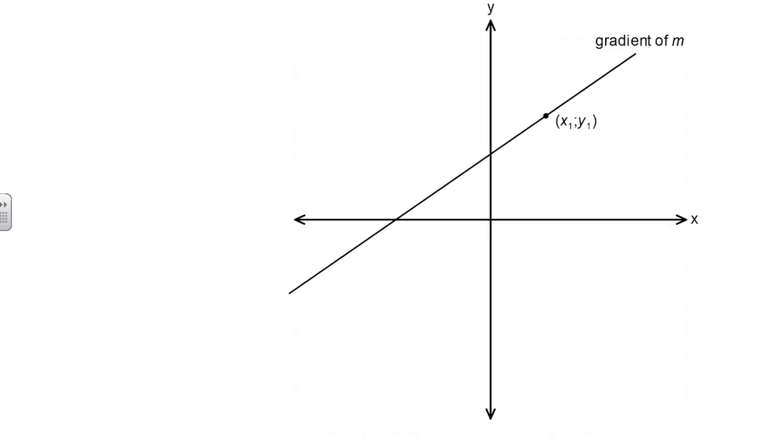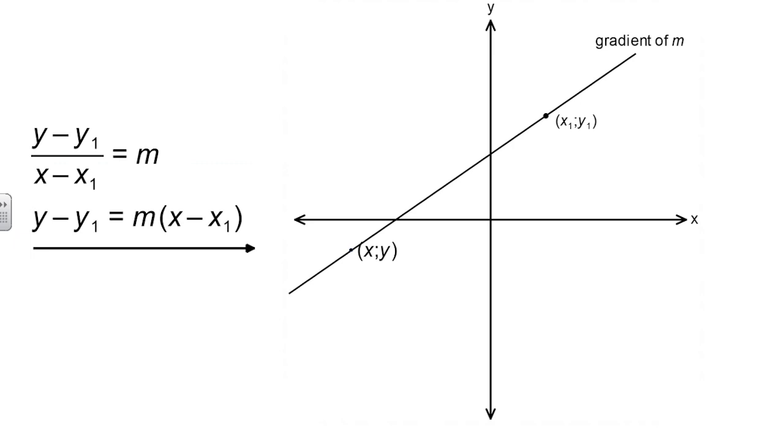In similar vein, here we've got a line with a gradient of m passing through a random point, just a random fixed point on the line. And we've got another point that we want to satisfy, that the line joining the points xy and x1, y1 has a gradient of m. So again, we just express this mathematically, and there we see that formula that gets provided on the formula sheet.